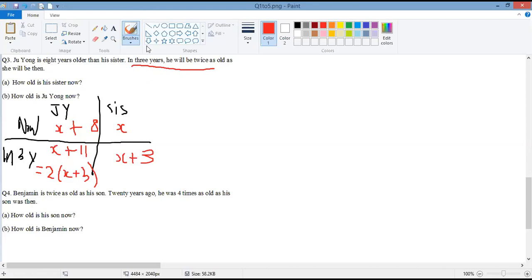Okay. So now you look at here. Actually, you have an equation here. So after 3 years, the Juyong age will become X plus 11. And at the same time, it will become twice as old as his sister. So twice of his sister's age. So you will get an equation.